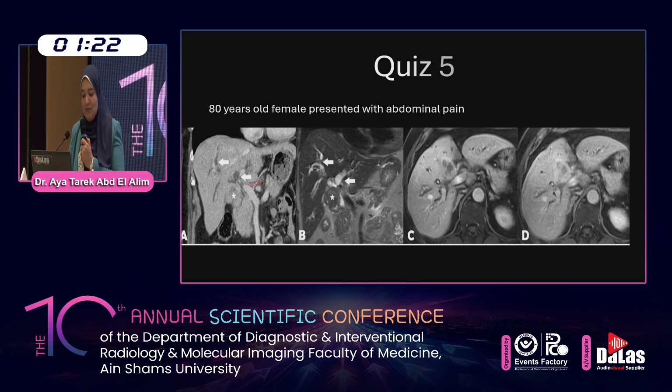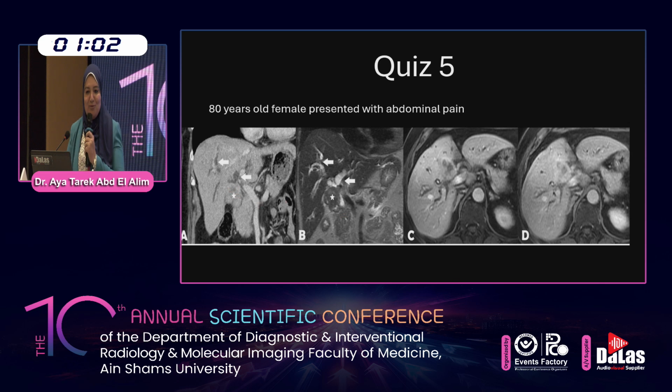And the last one, what do you think? There is growth around the gallbladder neck, extending into the hepatic hilum with upstream dilatation. It's a great mimicker. It's gallbladder carcinoma extending along the biliary system.